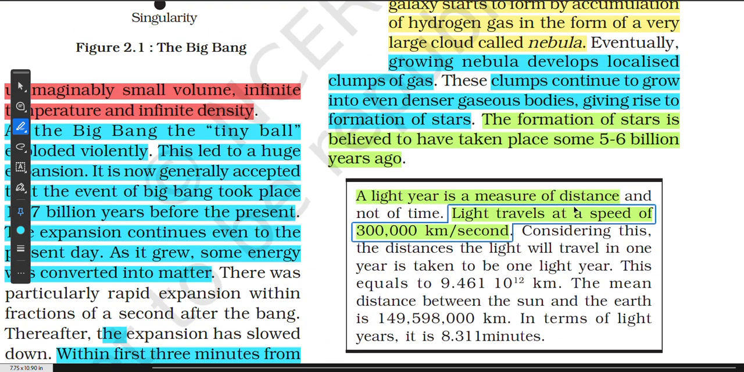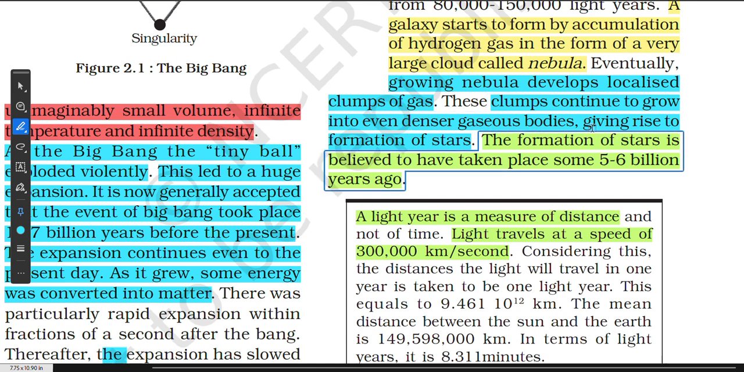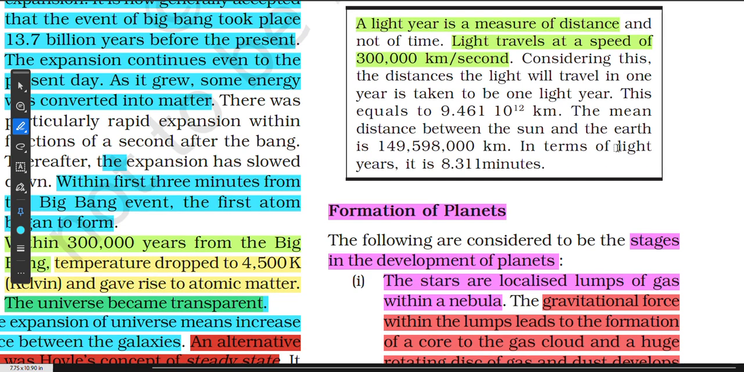Stars are formed by the accumulation of hydrogen gas in the form of a very large cloud called a nebula. Eventually, the growing nebula develops localized clumps of gas. These clumps continue to grow into even denser gaseous bodies, giving rise to the formation of stars. The formation of stars is believed to have taken place some 5 to 6 billion years ago. A light year is a measure of distance and not of time. Light travels at a speed of 3 lakh kilometers per second.